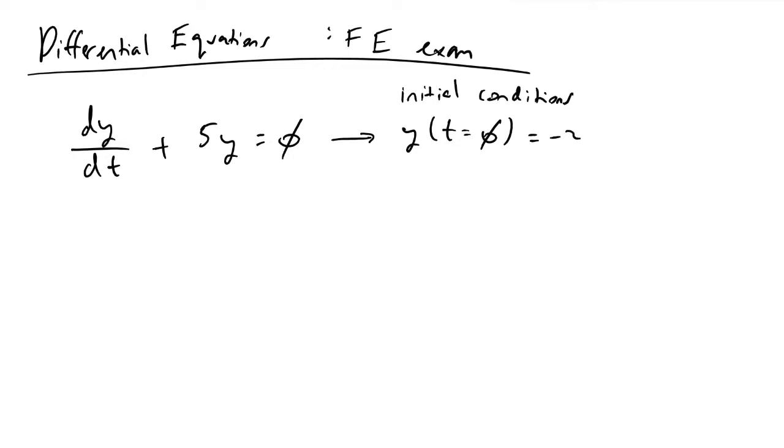And so in this video, I will work through how we can determine the solution to the differential equation dy/dt plus 5y equals 0 with the initial condition that y evaluated at t equals 0 is equivalent to minus 2. And so the very first thing to note here is that we have a differential equation that is separable.